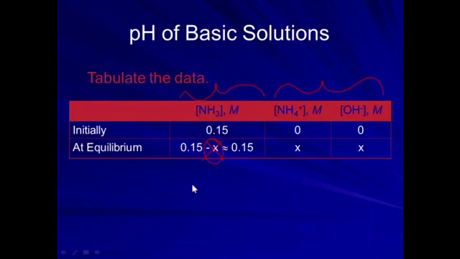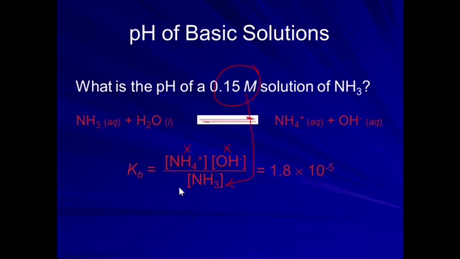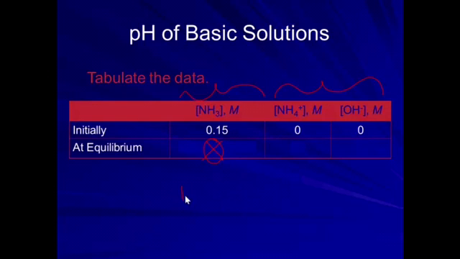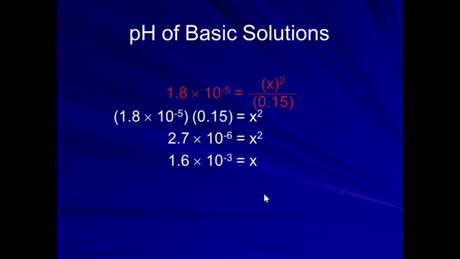What you could simply do is use your Kb value that was given to you on the previous slide, which was 1.8 times 10 to the negative 5. And then you could just do a real quick check, x squared over 0.15. Then you would have to make sure that the X value is less than 5% of this particular initial value. So here's our final expression. We decided that we can ignore the minus X from the 0.15. So we're going to go through and try to solve for our X value.